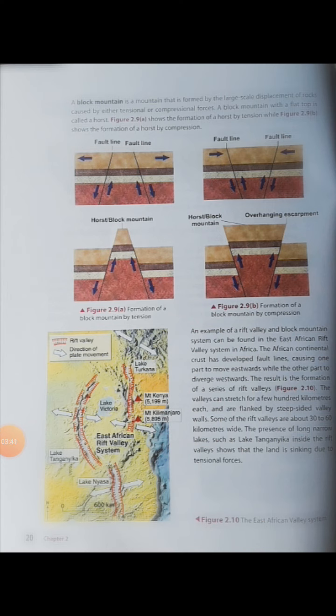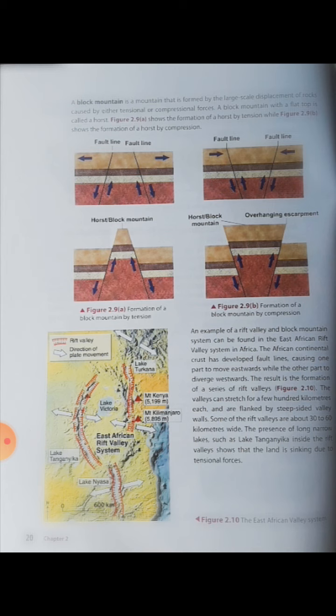A block mountain is a mountain that is formed by the large scale displacement of rock caused by either tensional or compressional forces. A block mountain with a flat top is called a horst. Horst means a ridge of the earth's crust that has been forced upward between two faults and so is higher than the surrounding land. Figure 2.9a shows the formation of a horst by tension, while figure 2.9b shows the formation of a horst by compression.